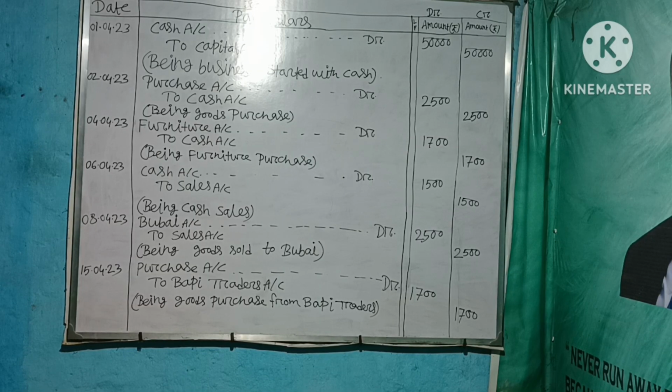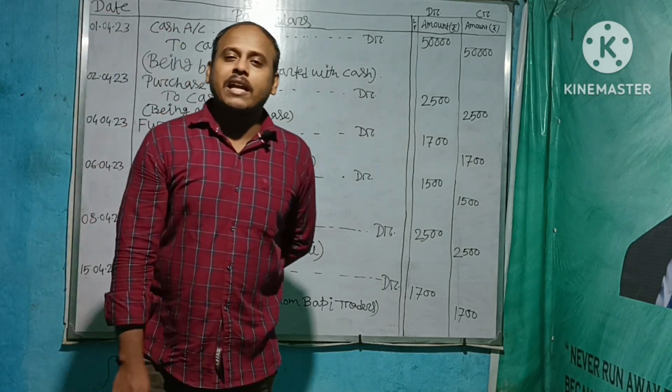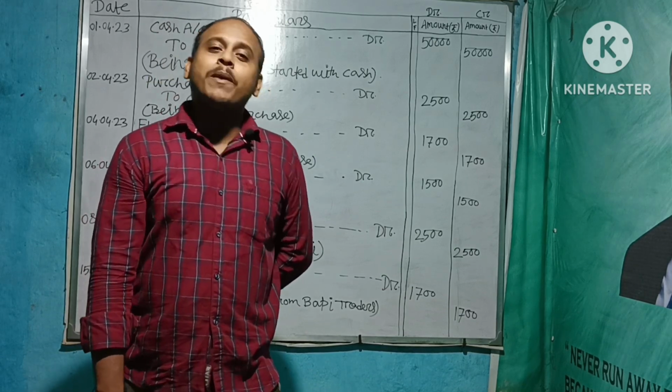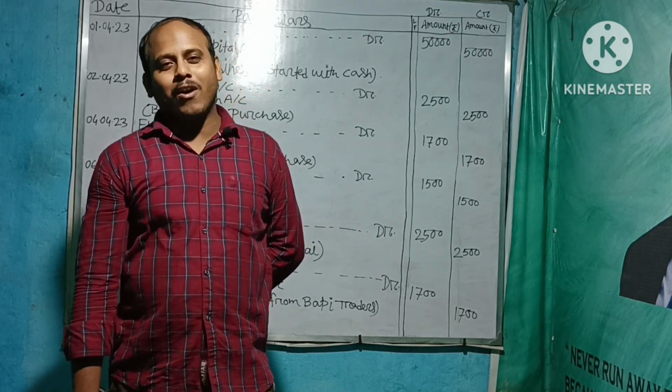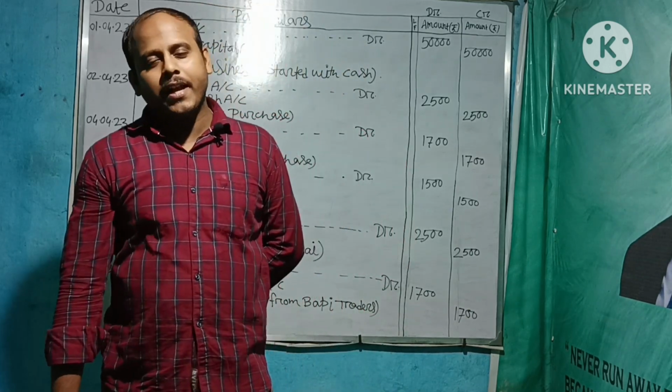Okay, come to the next entry. On 6th April, cash sales 1,500. If we sell anything for cash, basically goods, if we sell any goods for cash, then cash comes in. Cash is an example of a real account. If it comes in, then the cash account will be debited.